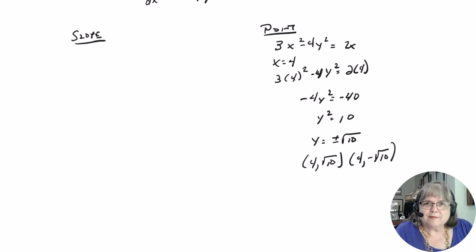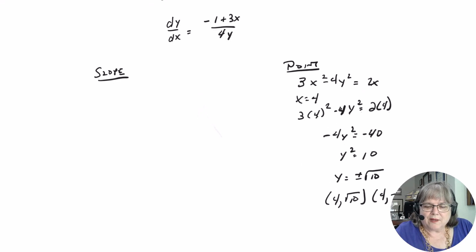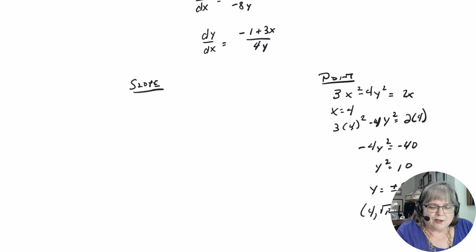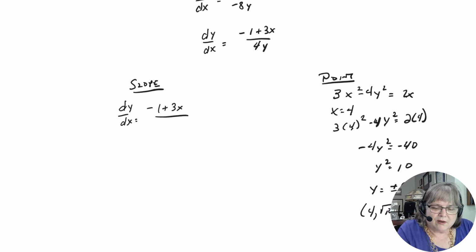Okay? All right. Did you recognize that this is a hyperbola, right? Because they're both squared, so it's in the circle family, all right? And the negative sign says they point in opposite directions, so it's a hyperbola. Now let's do the slope. dy/dx is negative (1 plus 3x) over 4y, right?